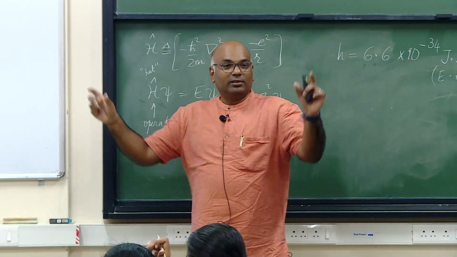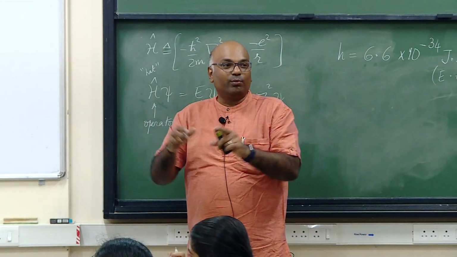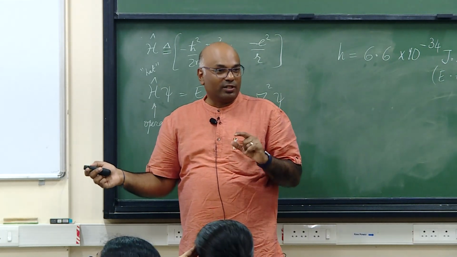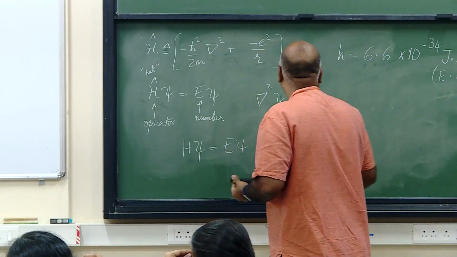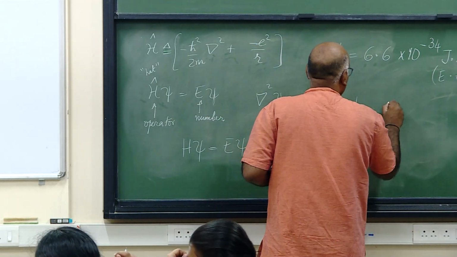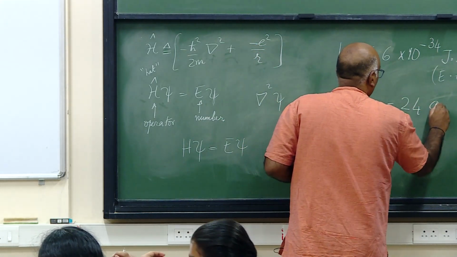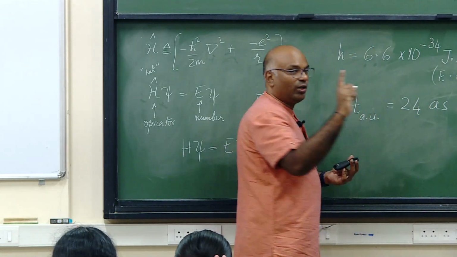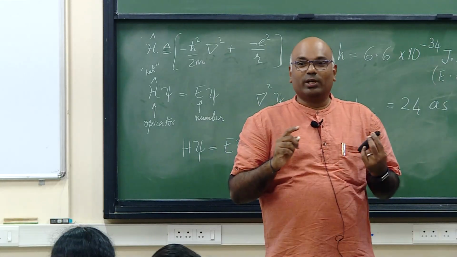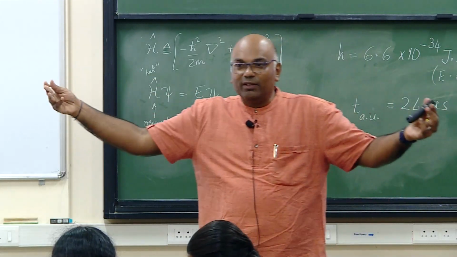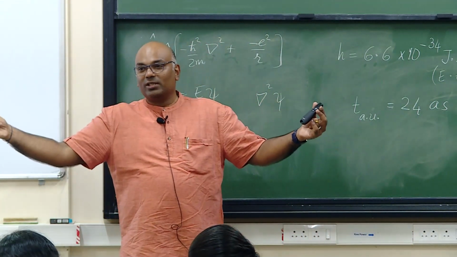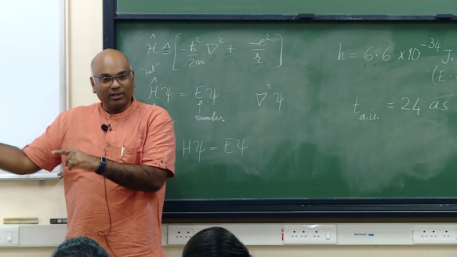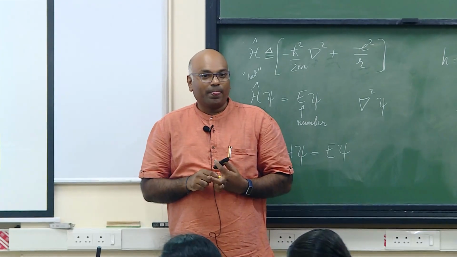Therefore, the lifetime of the electron should be measured in units of 24 attoseconds for the hydrogen atom. So this T, by the way, 24 attoseconds is called the atomic unit of time. 1 atomic unit of time is 24 attoseconds. So you learned something new. So measure everything for the electron in these units, in units of attoseconds. That is why electron dynamics happens on attosecond time scales. Alright?